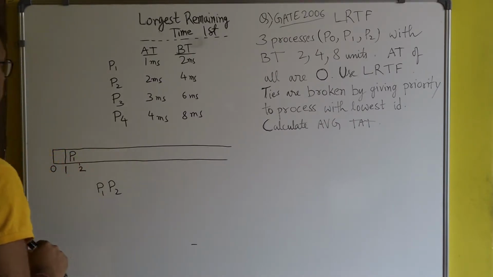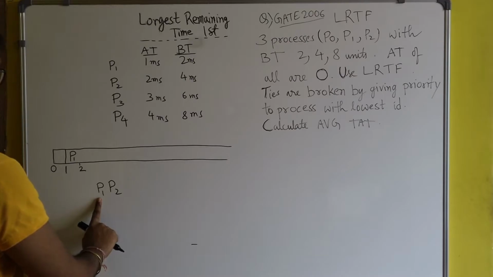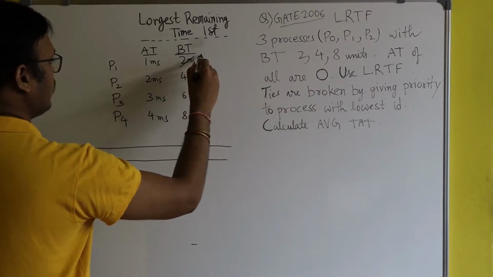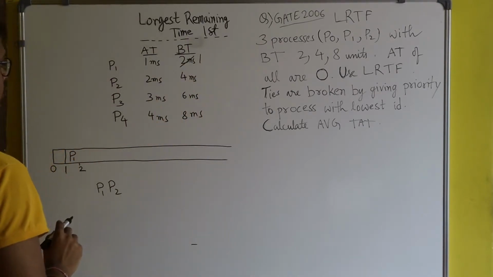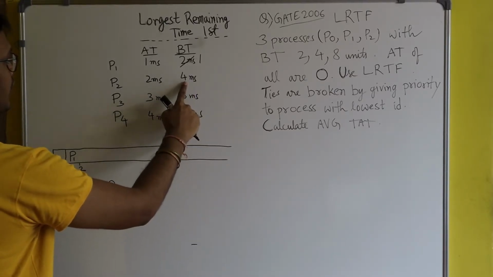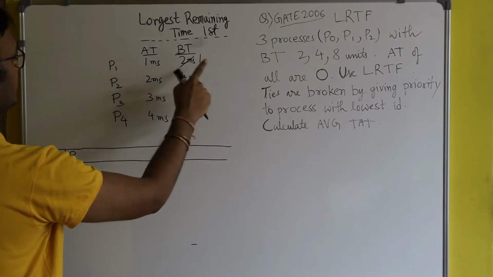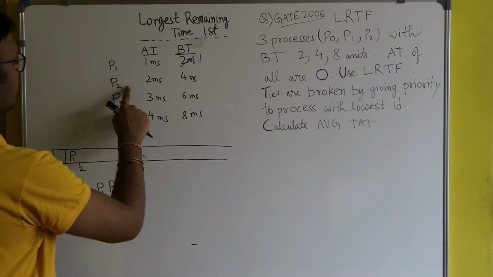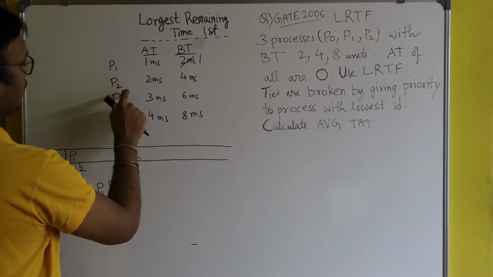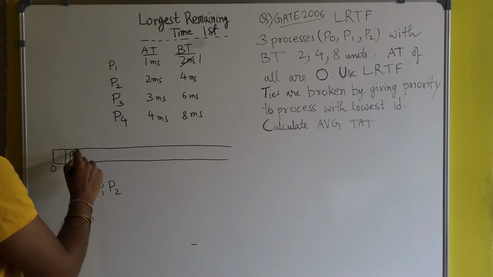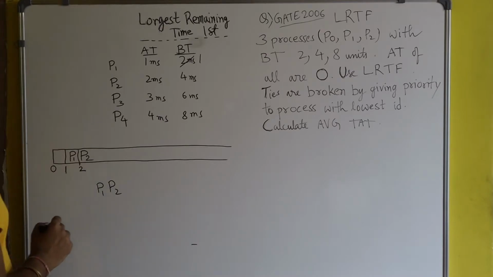Process P1 has already finished 1 millisecond, so it has remaining 1 millisecond, 2 minus 1 is 1. And now process P2 came. Process P2 has a burst time of 4 millisecond, whereas process P1 has the remaining burst time of 1 millisecond. So here we have to select the longer job. Definitely process P2 will be selected because it has larger burst time than process P1. So here I will write process P2. It means CPU is given to process P2.